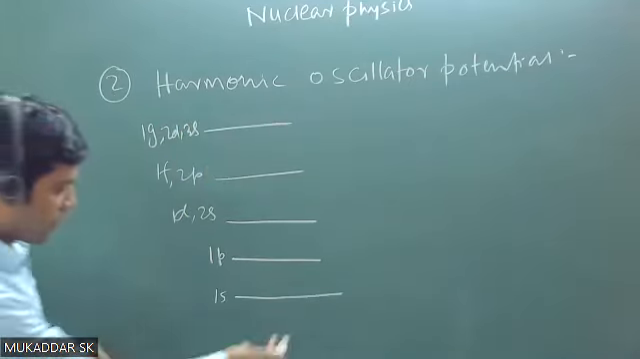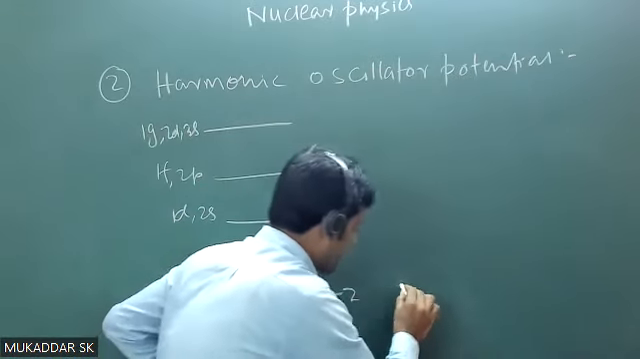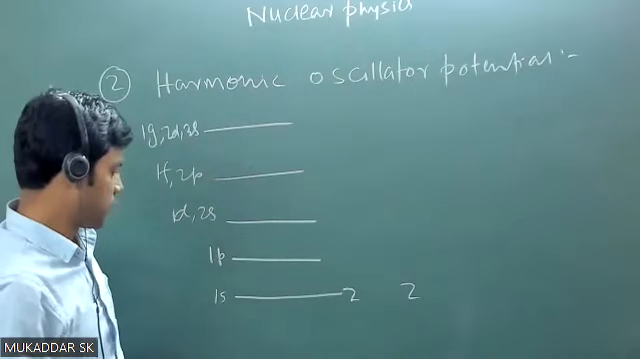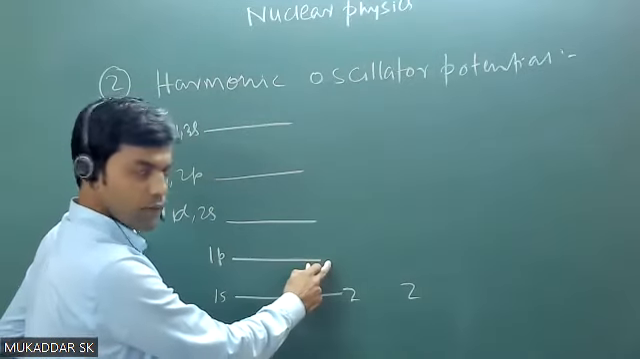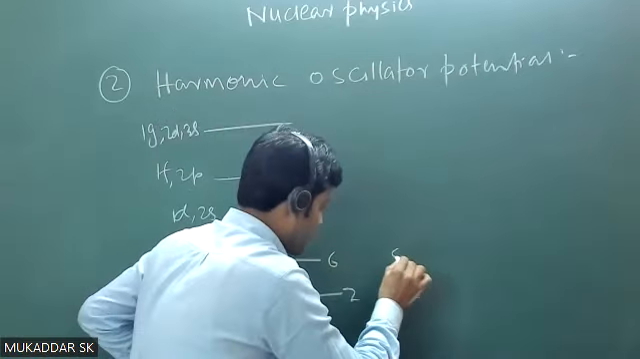Now tell me how many nucleons can stay here? 2. And corresponding magic number will be 2. यहाँ पे कितना रह सकता है? 6. So 2 plus 6, that will be another magic number, that will be 8.